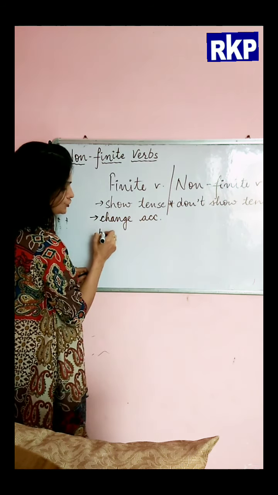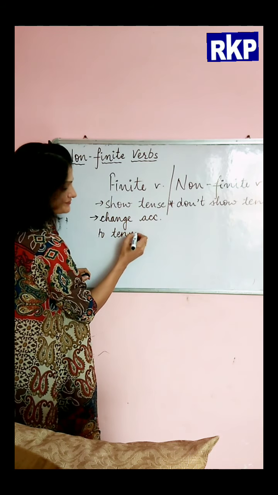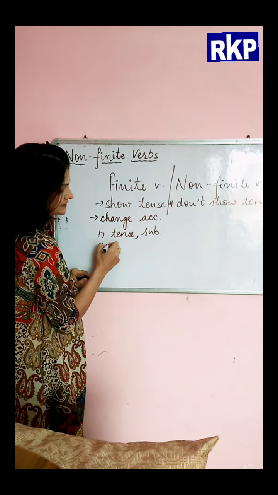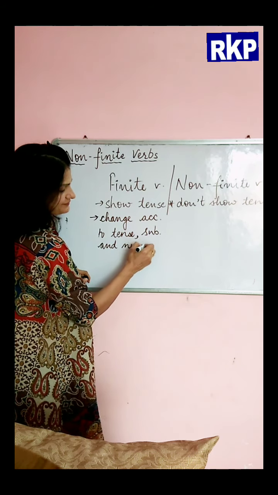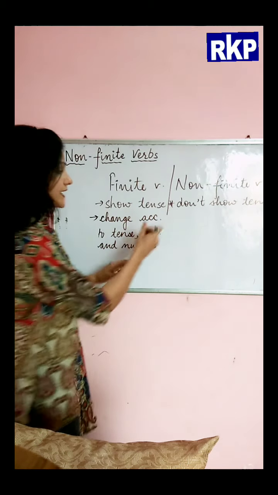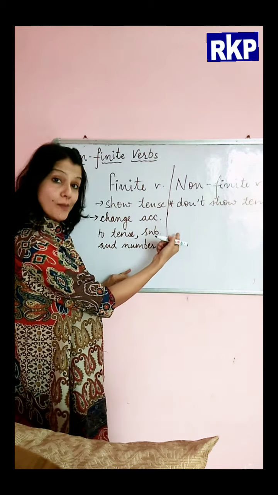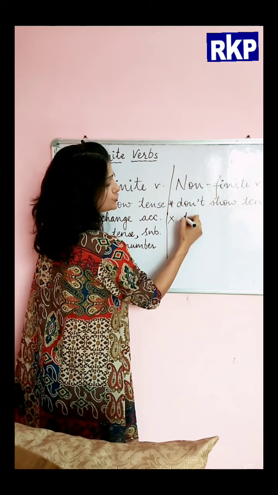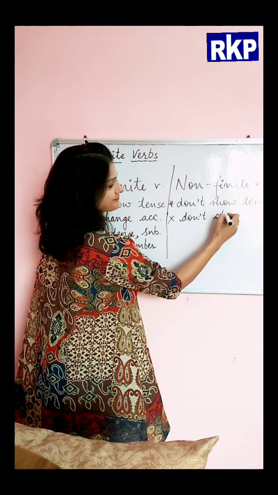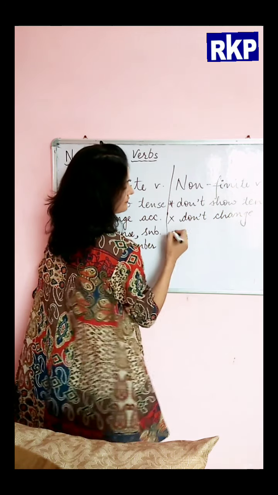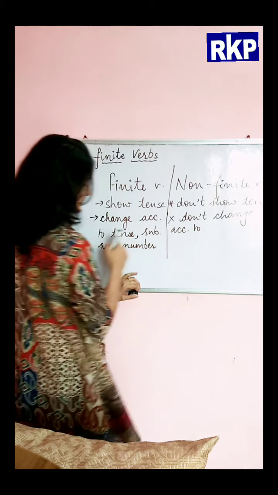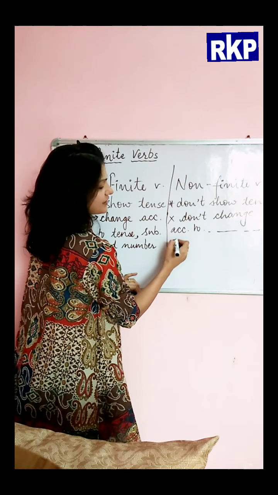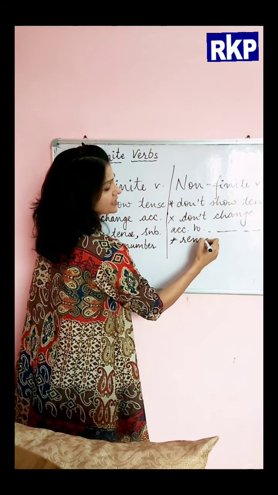So the second point is that finite verbs change according to tense, subject and number. And exactly opposite to this, non-finite verbs don't change according to tense, subject and number, and they remain unchanged.